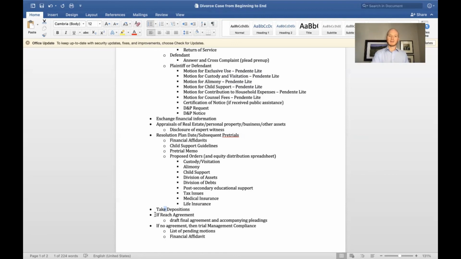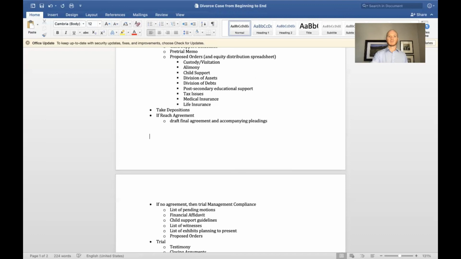Now, ultimately, if we're able to reach an agreement, we would basically just draft up the agreement and submit it to the court, and then the court would finalize the divorce. There's a number of forms that need to be filed with the agreement in order for the court to approve it, and we'll get into that in a separate video. But most cases do not go to trial. Most cases are resolved with an agreement. So if there is an agreement, that's filed with the court and the case is over. Now, if there's no agreement, ultimately the case goes to trial.